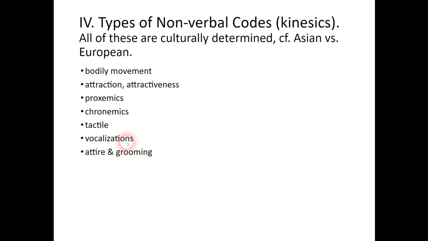Types of nonverbal codes: kinesics. All of these are culturally determined. Asian and European bodily movement, attractiveness, proximity, chronemics, tactile, vocalization, attire, grooming, including the loudness of your speech, can be interpreted differently.